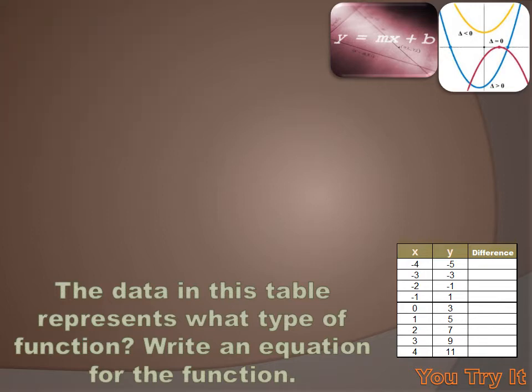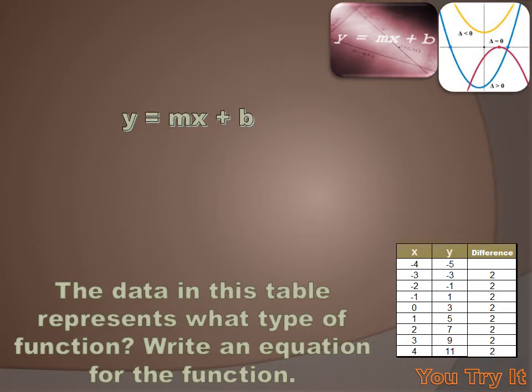Well, I gave you a hint here. I put a column in marked difference. But hopefully you saw that there was a constant rate of change. That for each increase of 1 in x, I was getting an increase of 2 in y. When I went from 0 to 1 in x, I went from 3 to 5 in y. So my rate of change is 2.